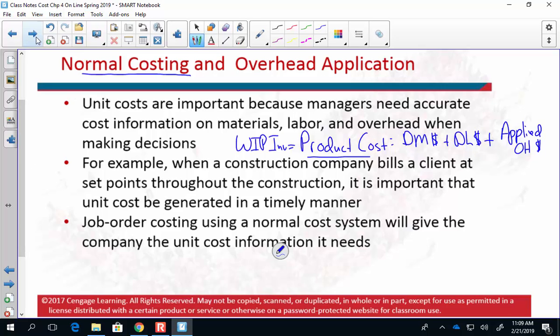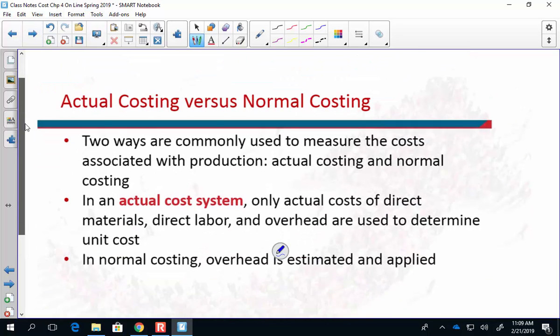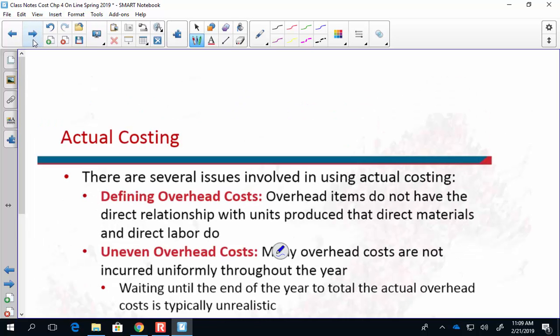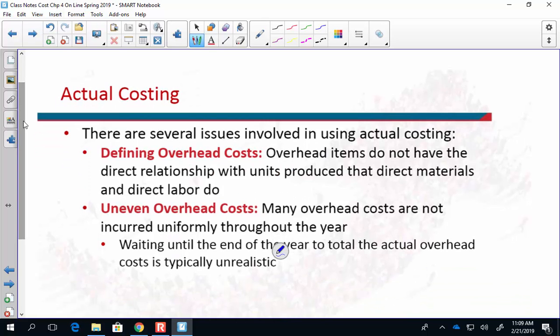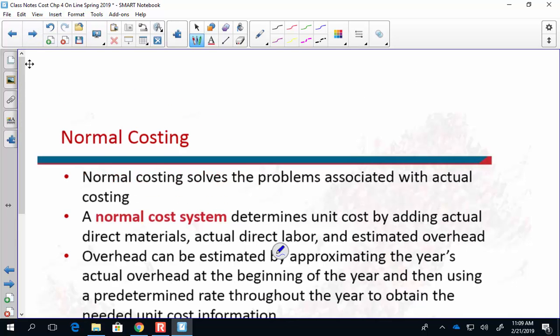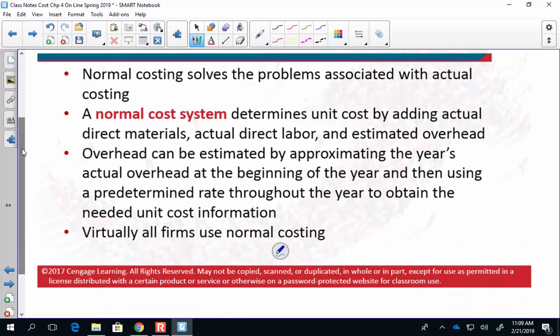So, under this normal costing, as opposed to actual, and there's a discussion on that, and why we're not using actual. Unless you're a very small company, most companies use normal costing. And the goal here, again, is to speed the process to avoid those uneven production levels or uneven cost amounts throughout the year.